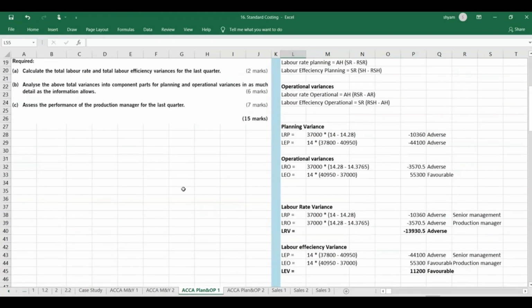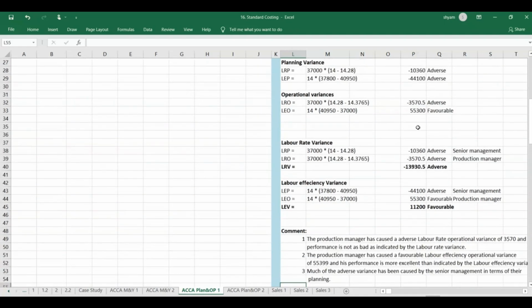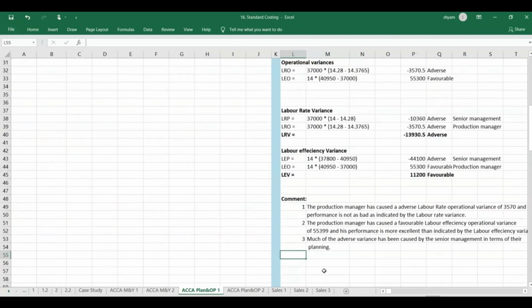So see, they are asking 7 marks. Whatever we explained here should have been typed. But as I've already explained how the variances are split, how the rate variance is split into planning and operational, how the efficiency variance is split into planning and operational, and why the production manager is not much responsible.